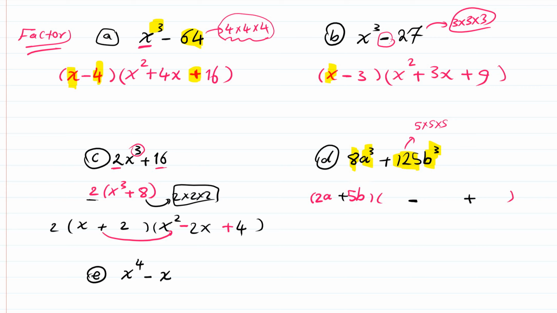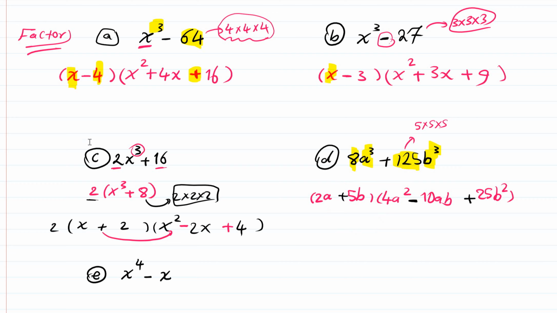2a squared equals 4a power 2. How about 5b squared equals 25b power 2. Our square equals 25b power 2, and 2a squared equals 4a power 2. How about in between them? You will multiply them. 2 times 5 equals 10, a times b equals ab, and this is the final answer.